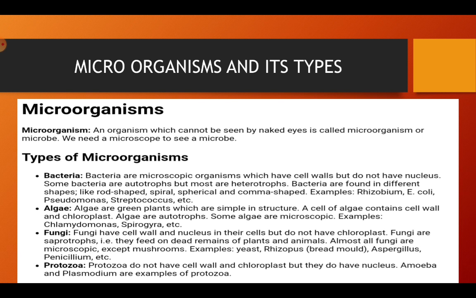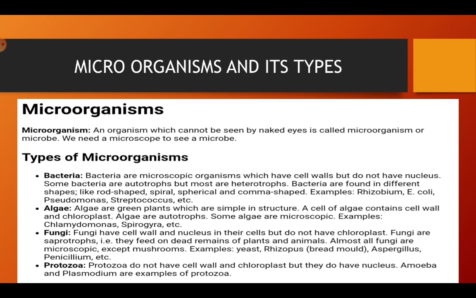Now let's discuss algae. Algae are green plants which are simple in structure. We have seen algae growing in our house many times, wherever there is moisture and humidity. A cell of algae contains a cell wall and chloroplast. Now we do not know what we mean by cell wall and chloroplast because we have not studied what they are. But we can just see that chloroplast is something that gives green color to the plant. So here algae has chloroplast, and that's why it has a green color.